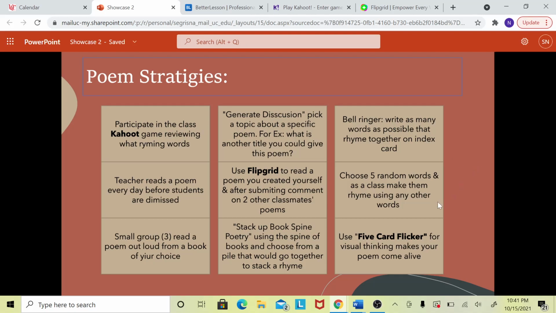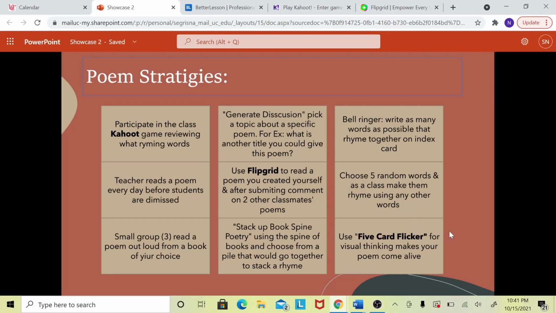Down here is choose 5 random words, and as a class, make them rhyme using any other words. By this, I mean choose 5 words from a hat or something. You could use other words with these 5 words. You just have to incorporate the 5 words in the stanzas when you're doing the poem.